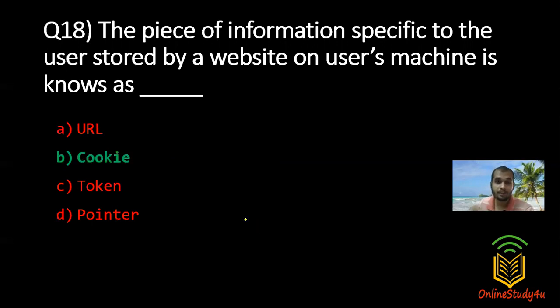So that is why the answer is option B, cookie. A cookie is a file that a website will store on your computer to store your specific information. Using cookies, they will be able to track you, right? They'll create a cookie to track what websites you're visiting and what you're interested in, and using those cookies, they personalize advertisements for you. A lot of things are happening using cookies, okay?